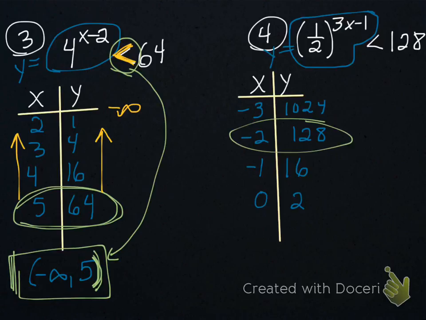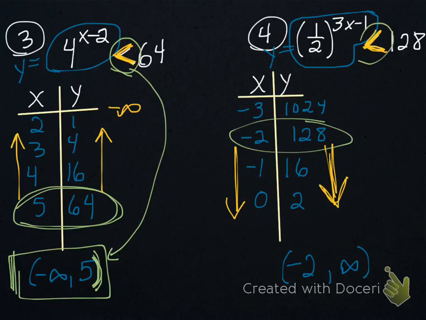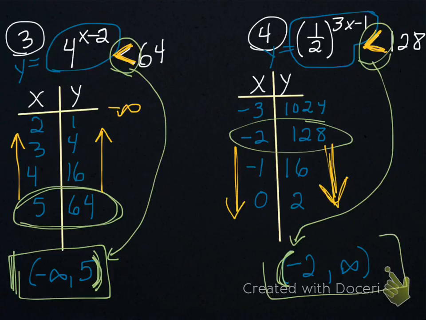We want to know what? We want to know where it is less than the 128. So look at the y's. Where is it decreasing or less than 128? That would be as it goes what? To positive infinity. Okay? So I would start at negative 2, the x value, and go to positive infinity. They're both going to get parentheses because the inequality symbol does not have an equal sign. It's just a parenthesis.